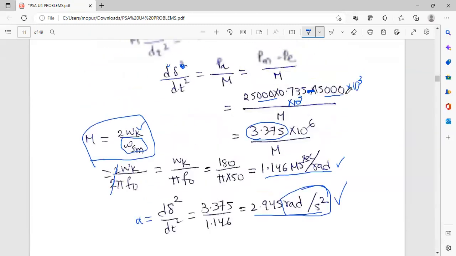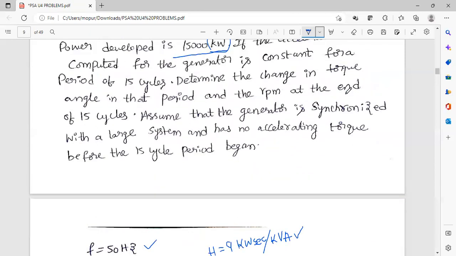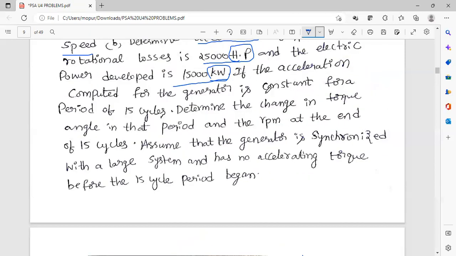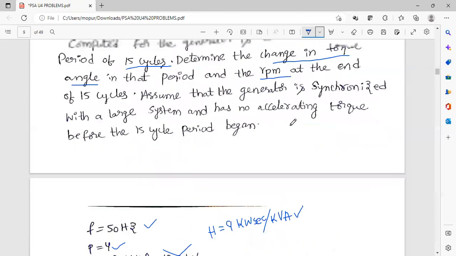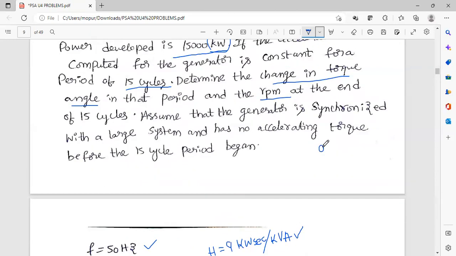We will proceed and see what they had asked. If acceleration computed is constant for 15 cycles, number of cycles is 15, determine the change in torque angle in that period and the RPM. So the same thing they had asked, same as the previous problem. In this problem, first subdivision, they had asked us to find WK. They had given H and SB, so we got it by finding H into SB.